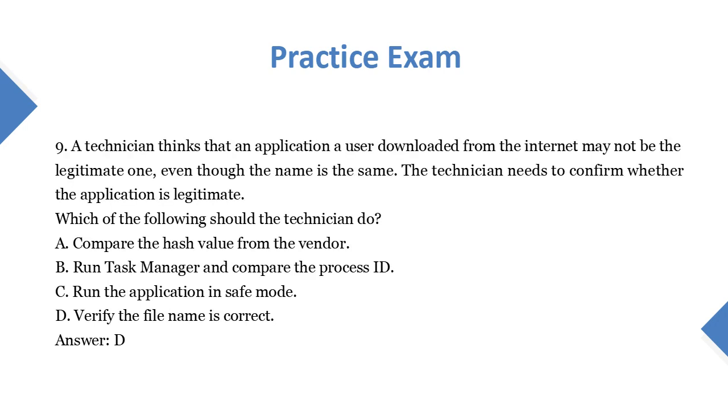9. A technician thinks that an application a user downloaded from the internet may not be the legitimate one, even though the name is the same. The technician needs to confirm whether the application is legitimate. Which of the following should the technician do? A. Compare the hash value from the vendor. B. Run Task Manager and compare the process ID. C. Run the application in safe mode. D. Verify the file name is correct. Answer: D.